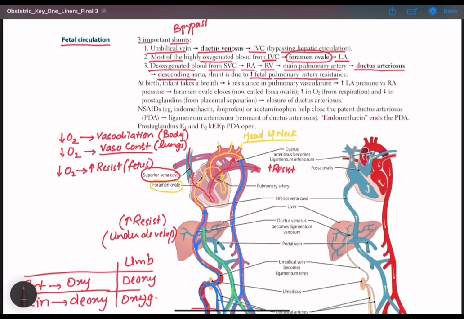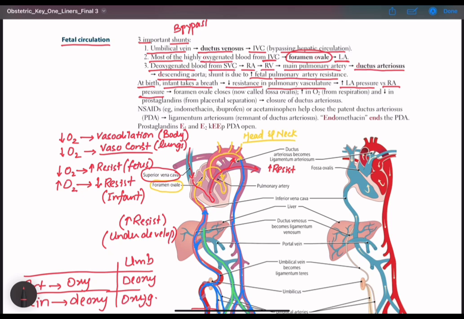Now what happens after birth or at birth? At birth, infant takes a deep breath. Now what happens? The oxygen content of lungs increases after birth, which results in decreased resistance of pulmonary vasculature. This occurs in infant. Thus, there is a decrease in resistance in pulmonary vasculature. This results in increase in left atrial pressure versus right atrial pressure.